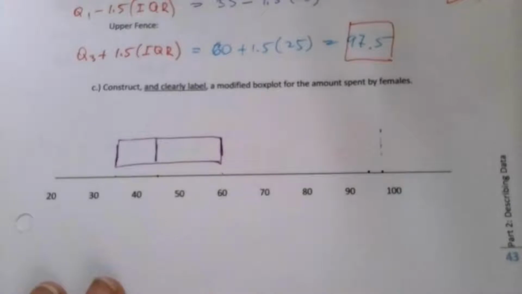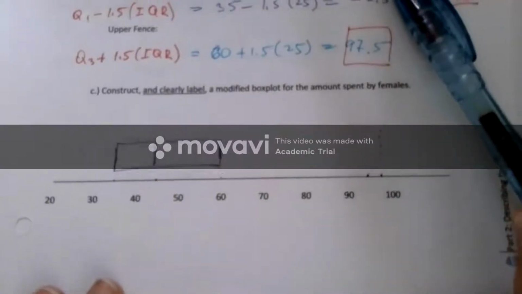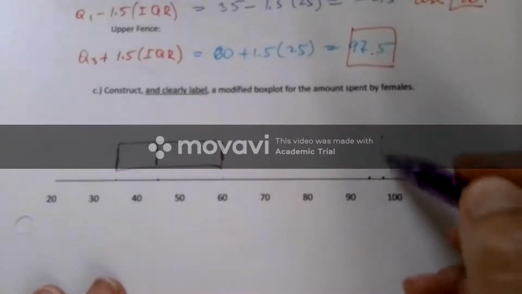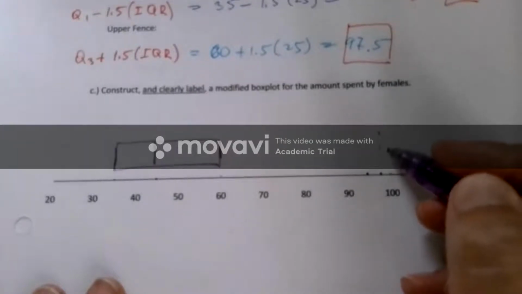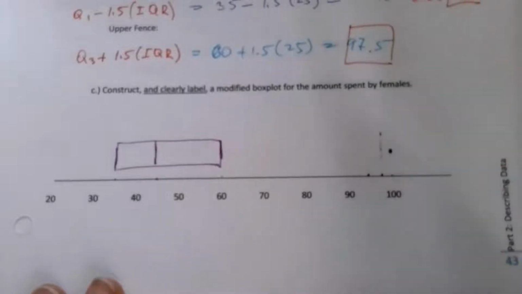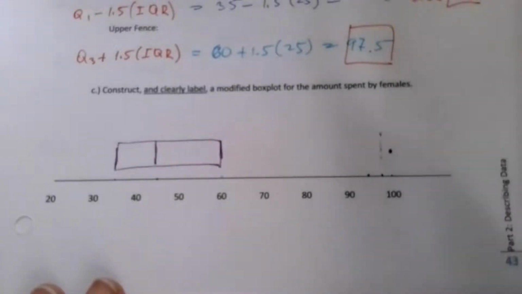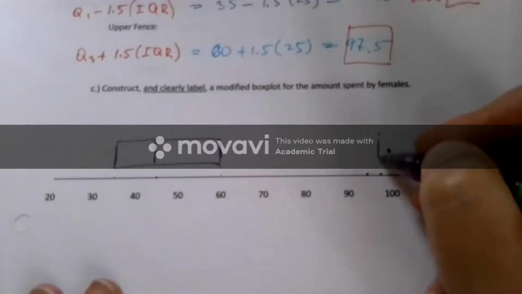All right, but look how our maximum value is 100. So our maximum value is beyond that fence. So we're just going to mark it as a dot. Our whisker does not go beyond the fence, okay? So that maximum value will be just a dot, not a whisker, and the whisker will stop here.